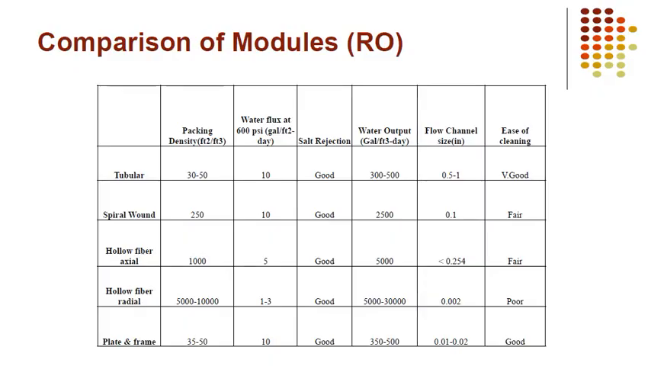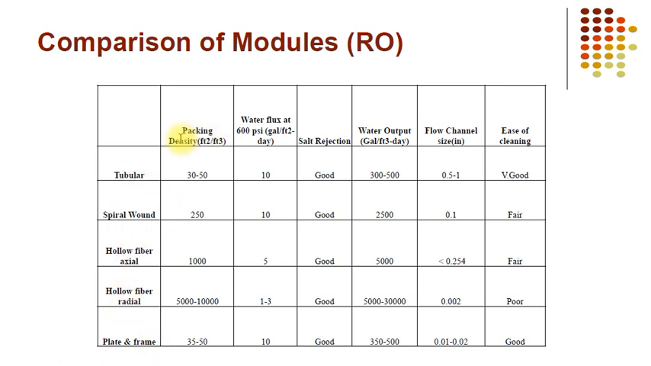Okay, now there is a comparison between the different types of module, especially for the reverse osmosis process. This is very important from an exam point of view, so you have to remember this. First the tubular geometry, then spiral wound geometry, hollow fiber axial flow geometry, hollow fiber radial flow geometry, and plate and frame geometry. So we have already studied all the types of module.